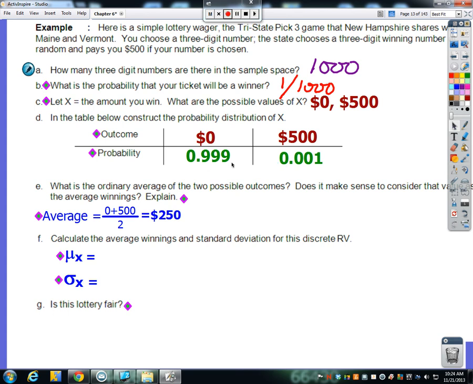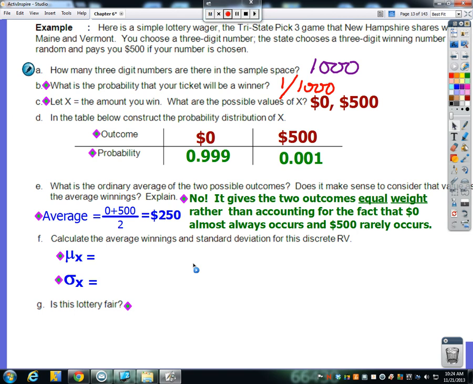That's why we have these weighted means here. The ordinary average gives the two outcomes equal weight rather than accounting for the fact that 0 occurs almost always and 500 rarely occurs. So 250 would be the answer if this was 50% and 50%, but not quite so much because these probabilities are very unequal.